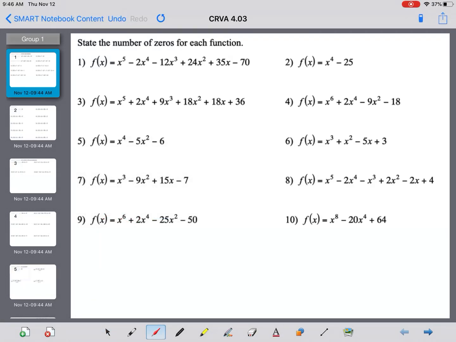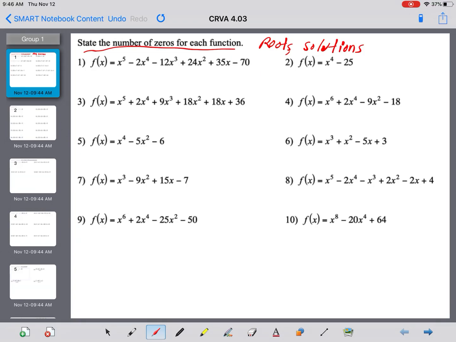I'm going to run through all of the learning objectives for this assignment. So, first one, state the number of zeros for each function. Again, zeros are also called roots or solutions. These are the number of possible solutions you could have, or the number of x-intercepts. Roots, zeros, all mean the same thing for each one.